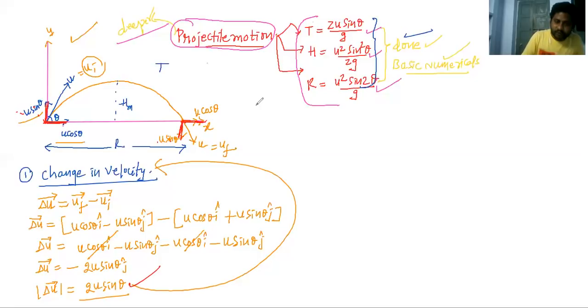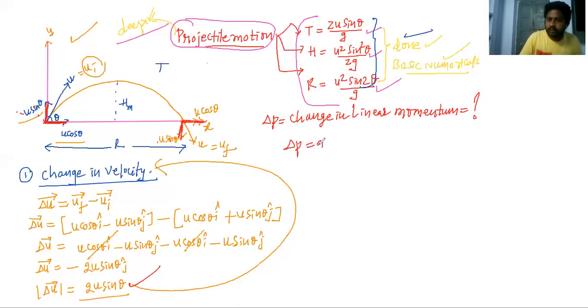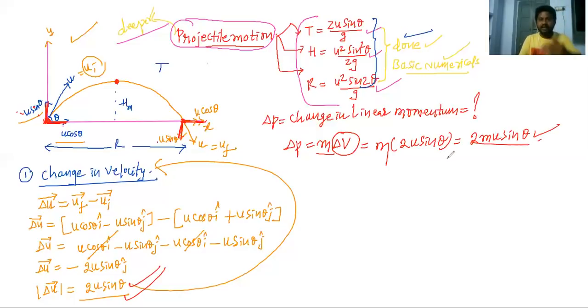Now, here itself, the question can be asked: what is the change in linear momentum? It's a simple question. Change in linear momentum is equal to mass into change in velocity. There is no change in mass, so you cannot write delta m, because mass is constant. The same body is projected from here, reaches the maximum height, and reaches the ground. So here I can write m into the magnitude of change in velocity, which is 2u sin theta. So it will be 2mu sin theta. Clear? That is the change in linear momentum.